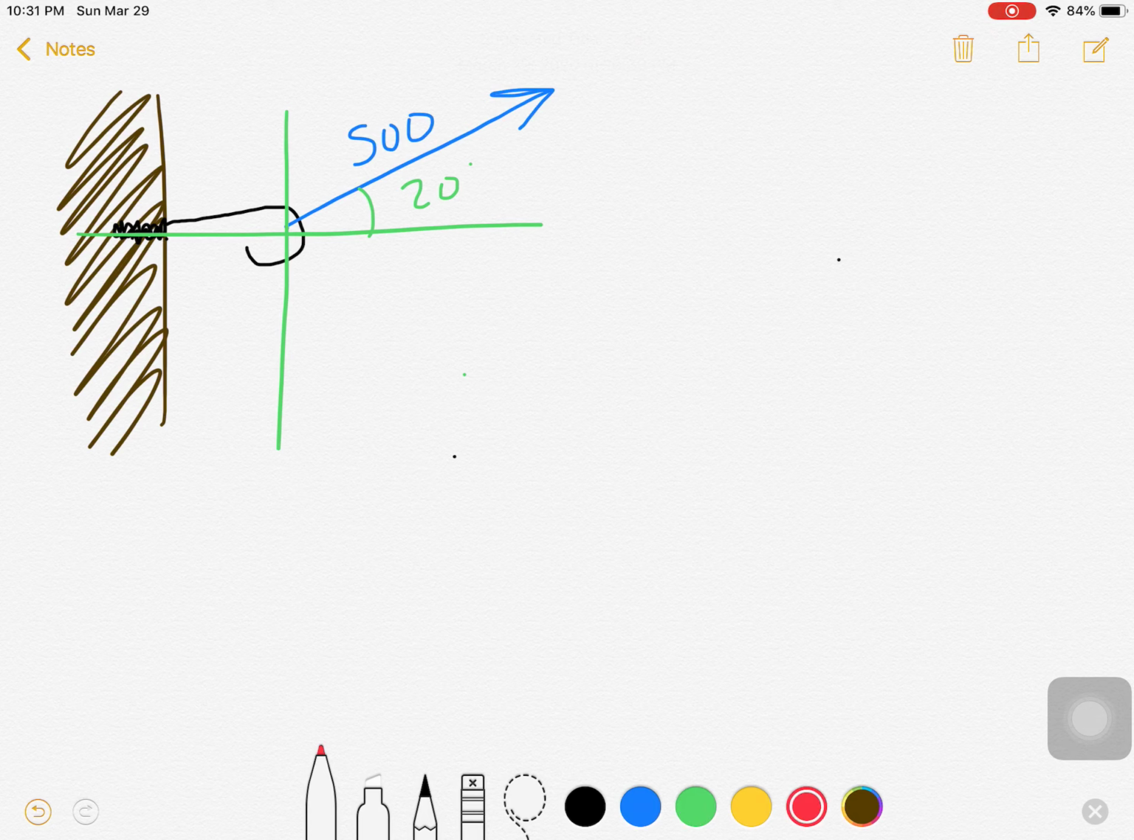Let's say we have another one that's pulling with a sense of being down and to the right, and it's 30 degrees counterclockwise of the negative y-axis. And we'll say it has a force of 400. So what we're going to do here is we're going to take each of these forces, the 500 and the 400, and break them down.